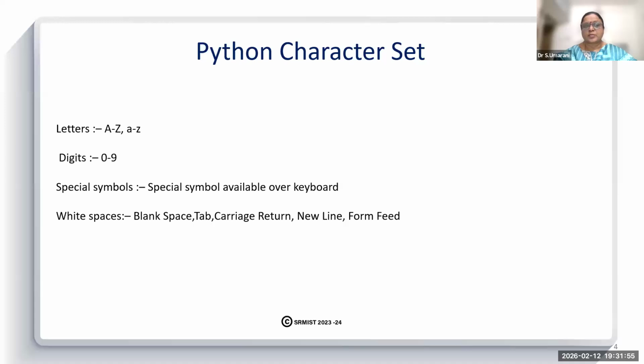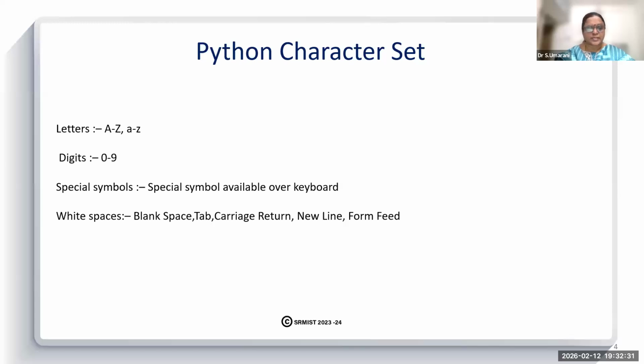So why I am mentioning both is that Python is case sensitive. A capital A and a small a have different meanings, so that's why I am using the two types of letters here. Then digits 0 to 9 and special symbols, whatever symbols are available in your system, you can use. Then next one is the white space character, which helps to print the value in a presentable format.